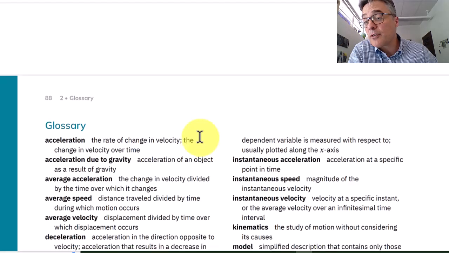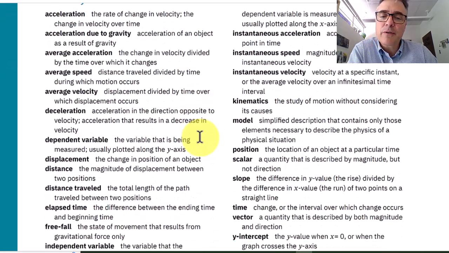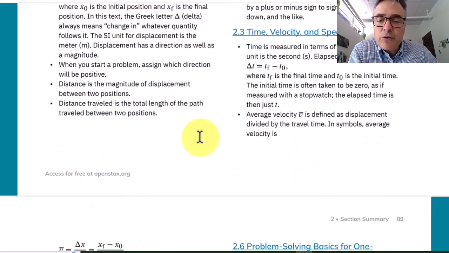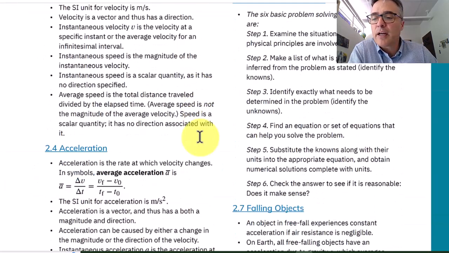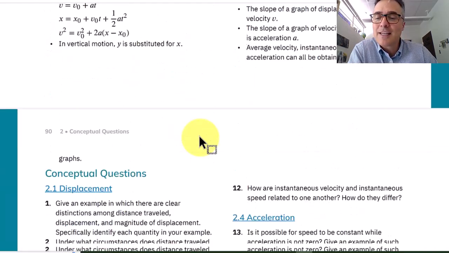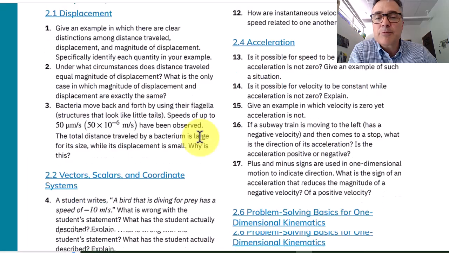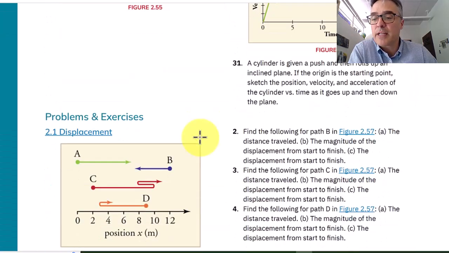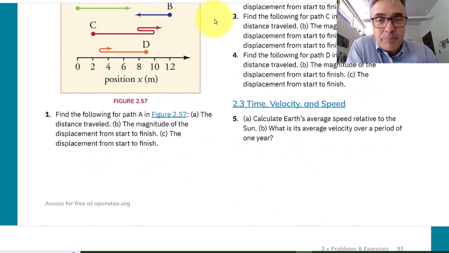And that's it for chapter 2. There's a glossary with some good terms. There's a summary which goes on for a couple of pages covering every section, including falling objects and graphical analysis. And then there are a bunch of conceptual questions followed by problems, and I'll give you some problems and exercises, and some end of chapter items to complete as part of your problem set.